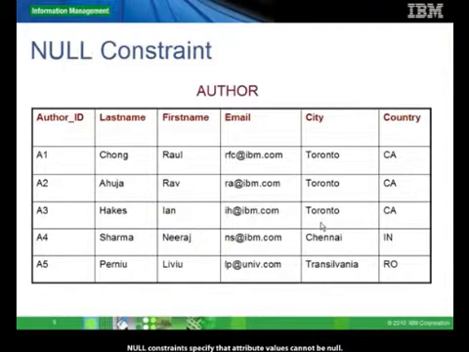Null constraint specifies that attribute values cannot be null. Let us see what happens if in the author relation a null value for either last name or first name attributes is entered. It poses difficulty in identifying the right author just in case either the last name or first name is the same. This means an author must have a last name and a first name and not a null.